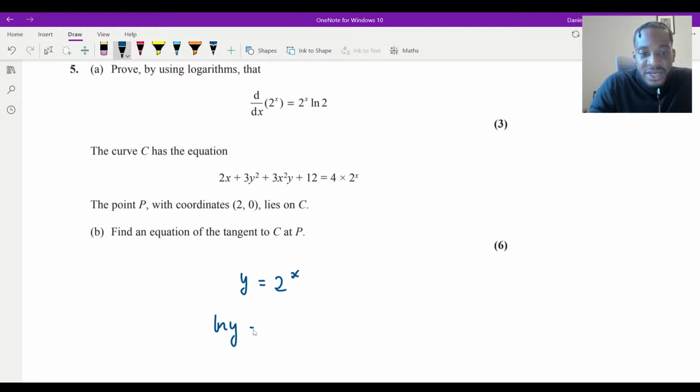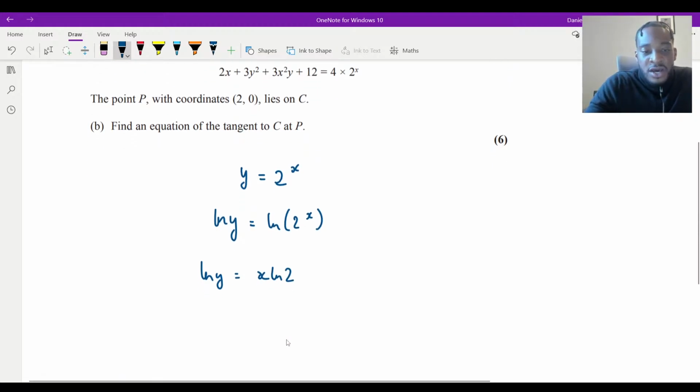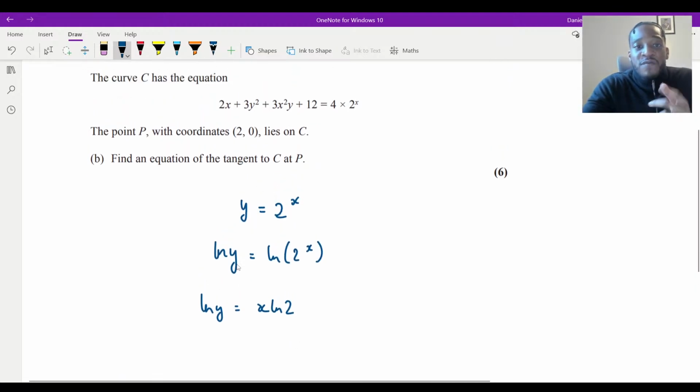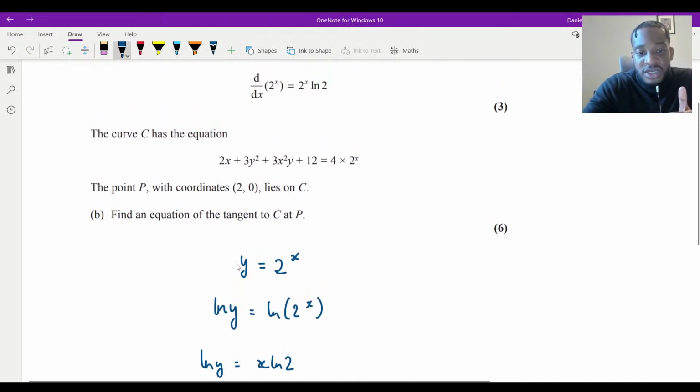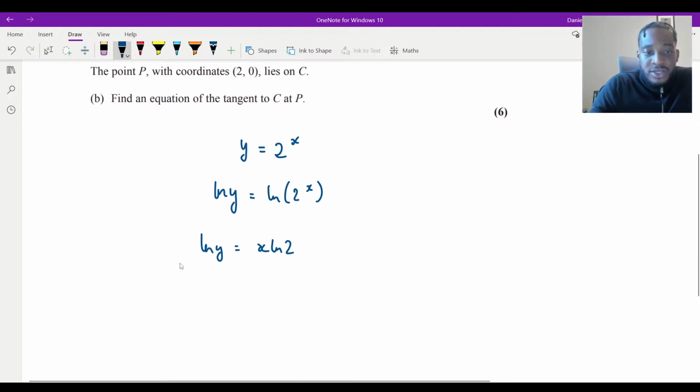So it's going to be ln y equals the ln of 2 to the x. I want you guys to tell me if I'm being too fast. Now, with your log laws, the x drops to the front. It's going to be ln y equals x ln 2. And then remember, you want dy over dx, because you're differentiating this. So what we need to do is differentiate implicitly, don't we, to get dy over dx.